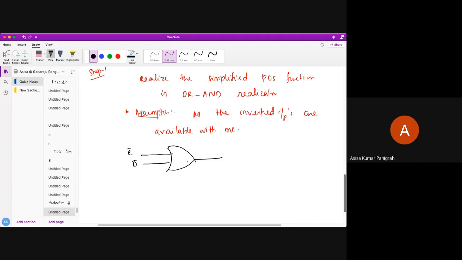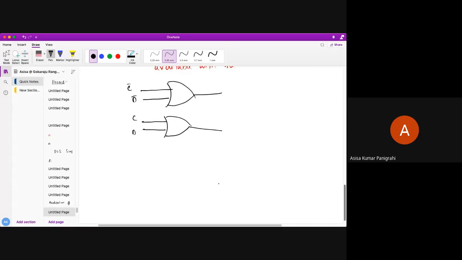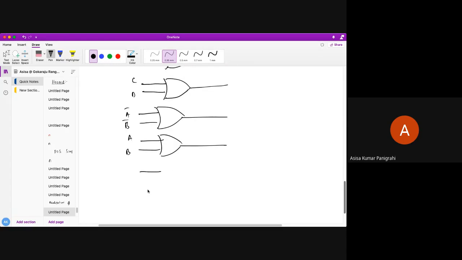Next, C or D, another max term. So I can take this C or D here. Next is A bar or B bar, I can take A bar B bar here. Next, A or B, another max term, and finally A bar or D bar. So these are the max terms, and we have first realized them with OR gates.